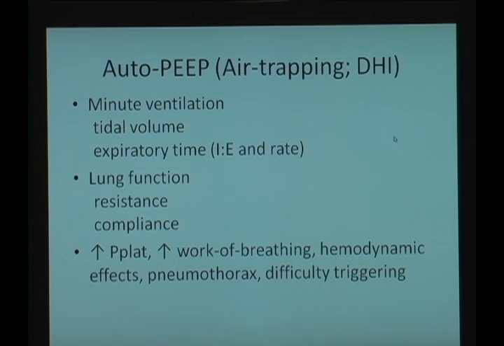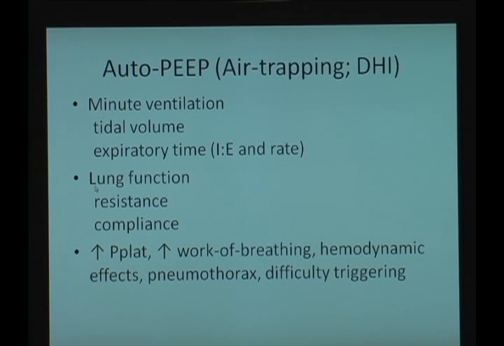Sometimes what I see done is a patient has autopeep and the respiratory rate is decreased to allow more expiratory time, but then the tidal volume is increased to keep the same minute ventilation, and usually if you do that, you're right back to where you started. Because what you gain on the decreased respiratory rate, you lose with a higher tidal volume.